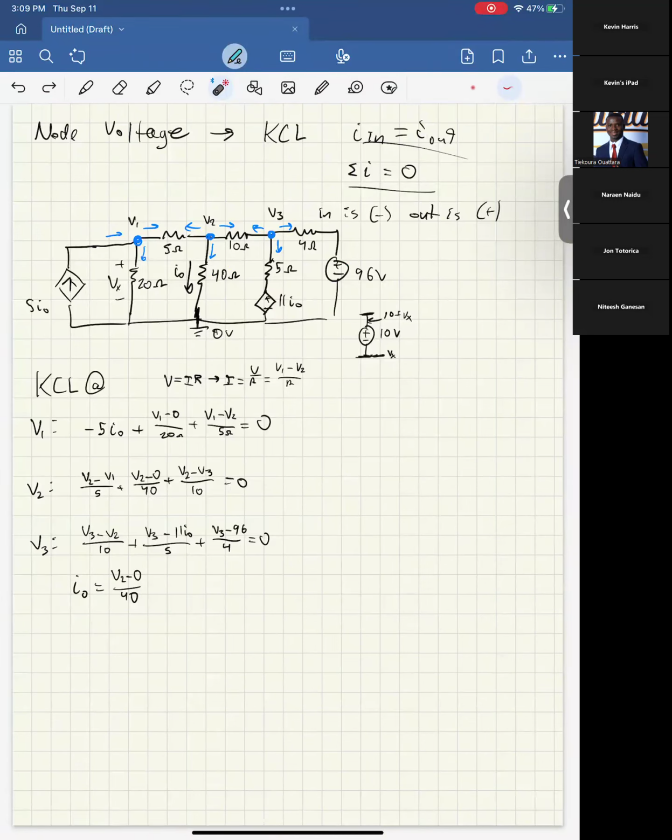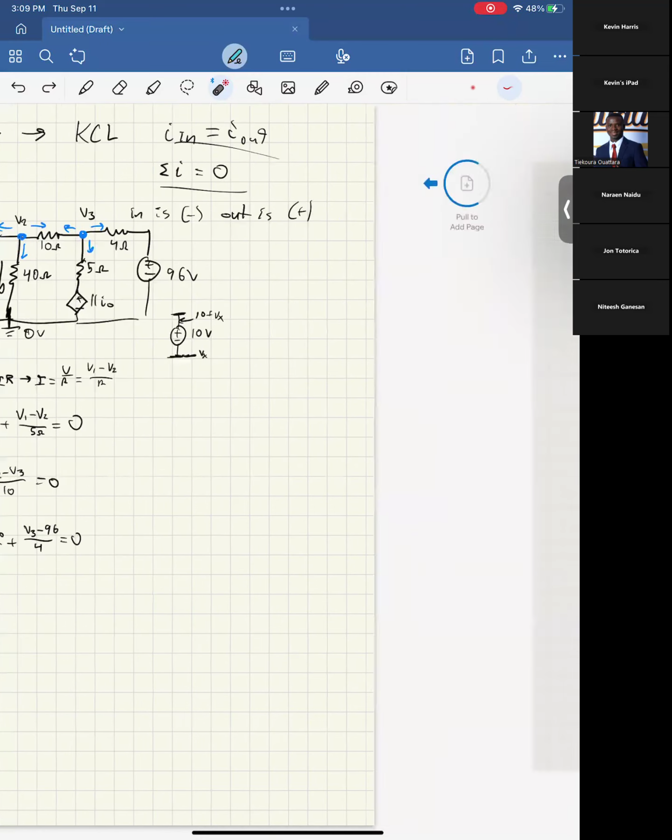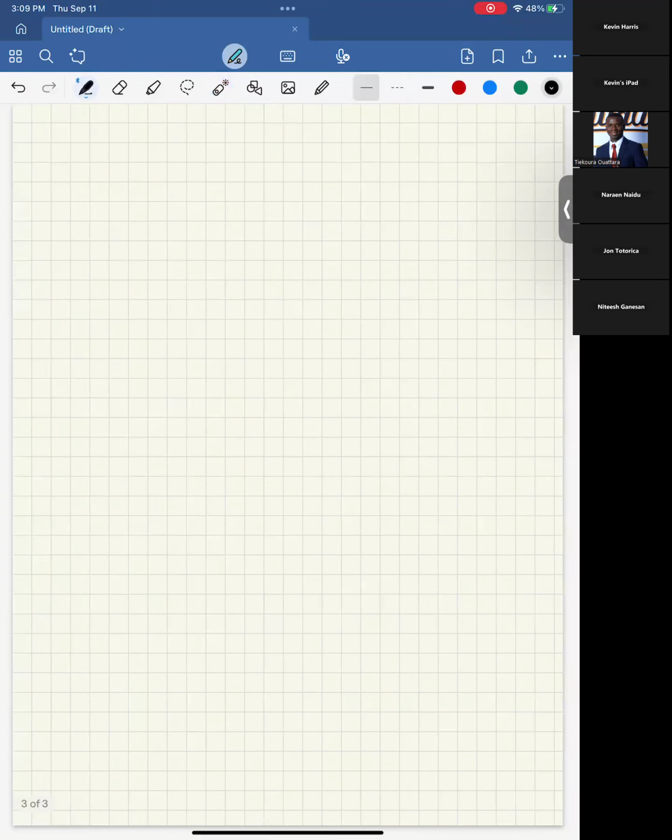Okay. So what else was on the homework that I wanted to go over? Let's see. Oh yeah, I wanted to go over that long source transform question just to make sure people are clear on that one.